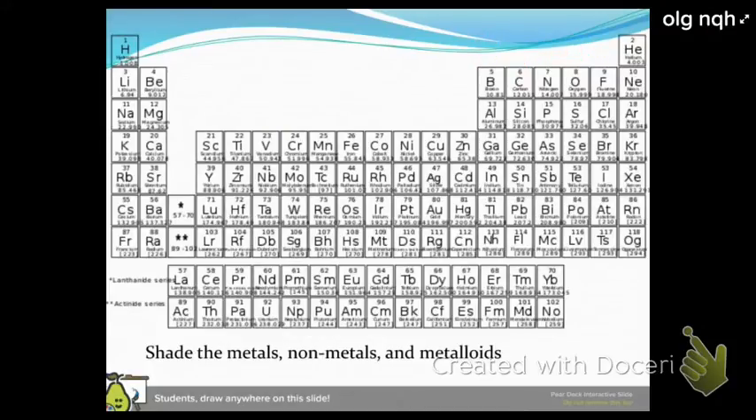Metals sit to the left of what we call the stair step. And the stair step's not on your periodic table, so if you want to include that on your periodic table, I would recommend that you do that. The stair step goes like this.